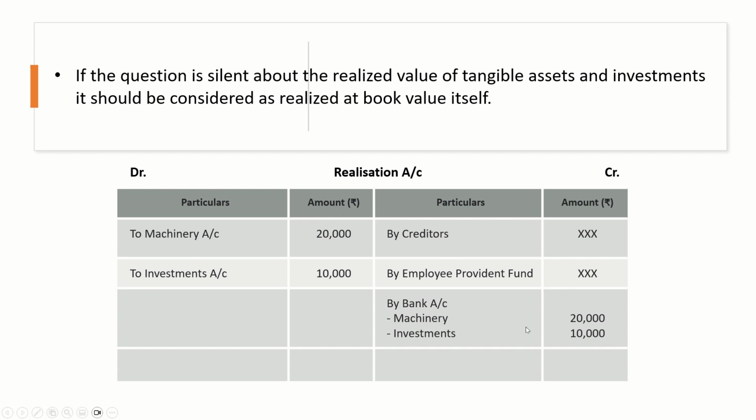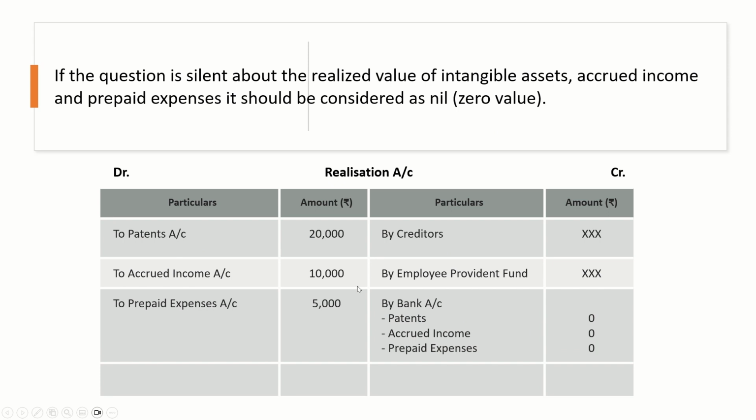All right. Now the next one is a little interesting. You have to keep in mind when the question is silent about the realized value of intangible assets or accrued income or prepaid expenses, then it should be considered as nil, zero value. That means you transfer them to realization account on the debit side, but the realized value is zero. You don't get anything out of it if nothing is mentioned in the question. If the question has given a realized value, then you take that value.